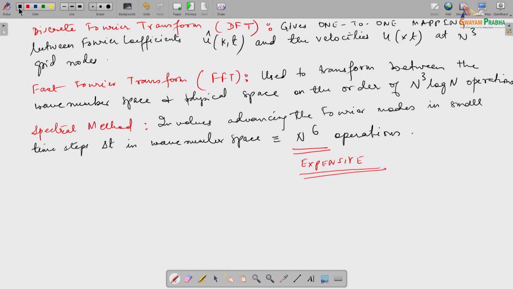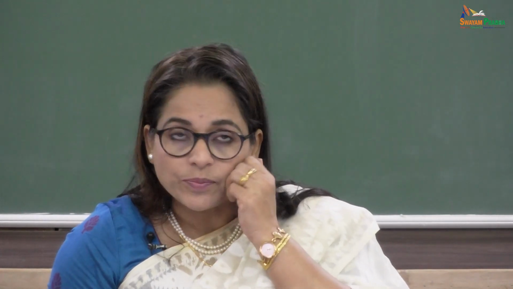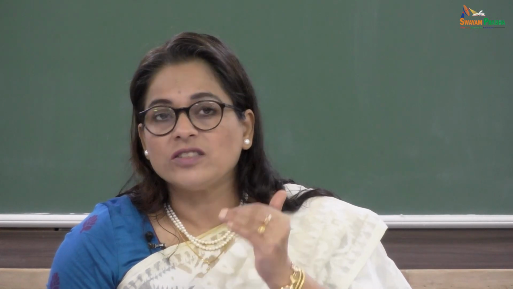That is where the problem is. So what do we do? The velocity field is transformed into physical space, and the nonlinear terms are transformed into wave number space. That is why you have N cubed log N operations. So how do we avoid this expense? The term I didn't use at the beginning is the pseudo spectral method.